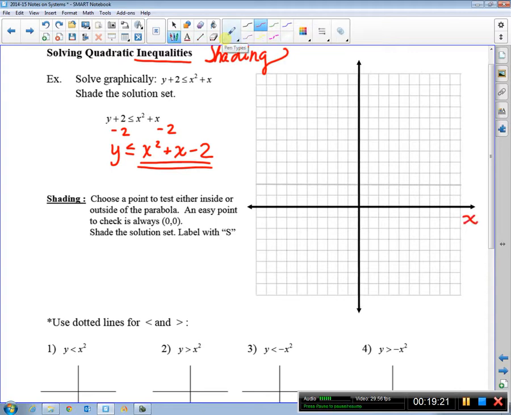Label axes, and let's plot this parabola. You're going to plot the parabola. If you want to use your calculator, you're going to put in y equals x squared plus x minus 2, of course. Right? One, two, three, 4.